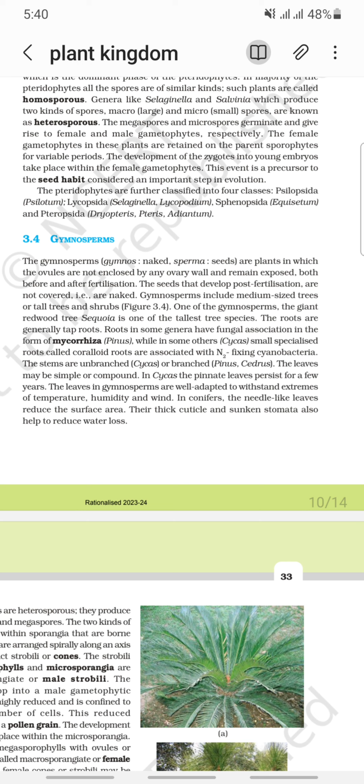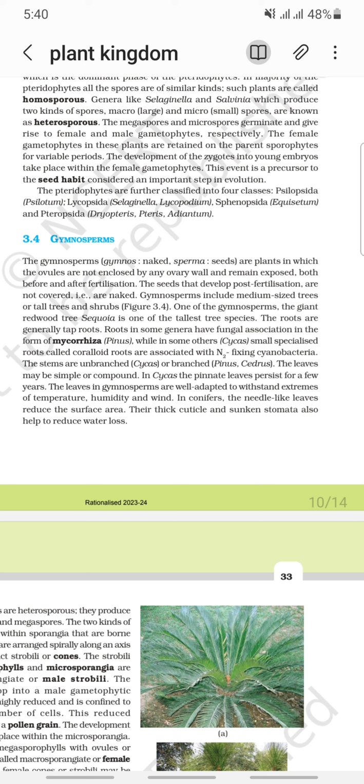Gymnosperms. The gymnosperms, gymnos meaning naked, sperma meaning seeds, are plants in which the ovules are not enclosed by any ovary wall and remain exposed both before and after fertilization. The seeds that develop post fertilization are not covered, they are naked. Gymnosperms include medium-sized trees or tall trees and shrubs. One of the gymnosperms, the giant redwood tree, Sequoia, is one of the tallest tree species.